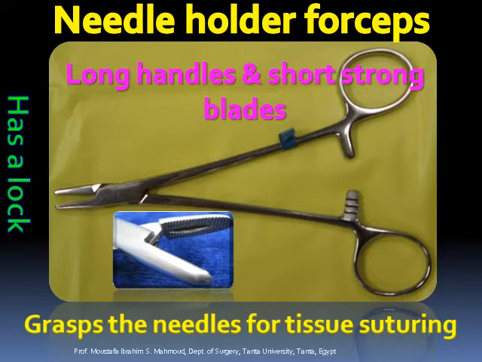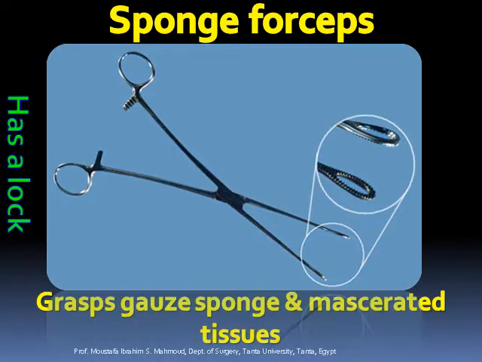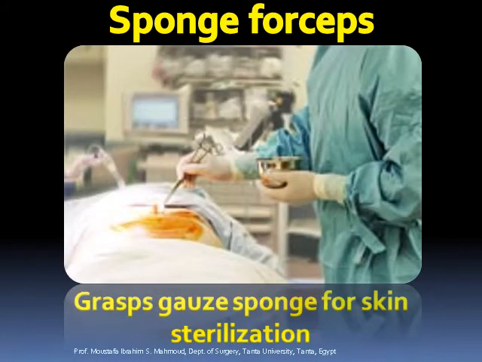Needle holder forceps. It has long handles and short, strong blades. Grasps the needles for tissue suturing. Needle holder. Sponge forceps. Grasps gauze, sponge, and macerated tissues. It's also used for sterilization and preparation of the field of the operation.